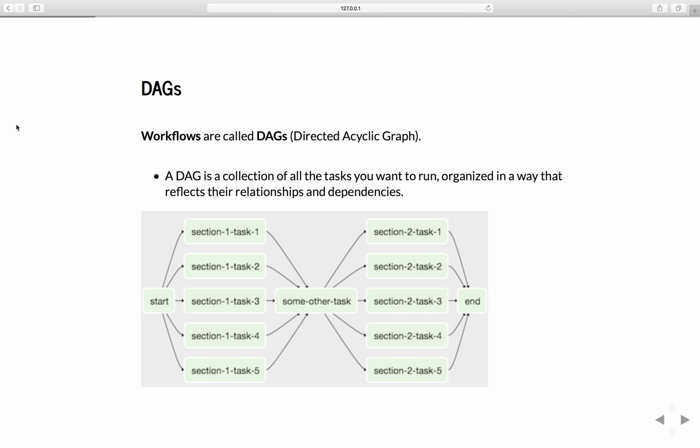A DAG is a collection of all the tasks you want to run, and it is organized in a way that reflects their relationship and dependency. If you take a look at the image here, this is a DAG, and each of the boxes here is a task, and all the arrows represent their relationship and dependency among the tasks. So directed acyclic graph is an important concept.